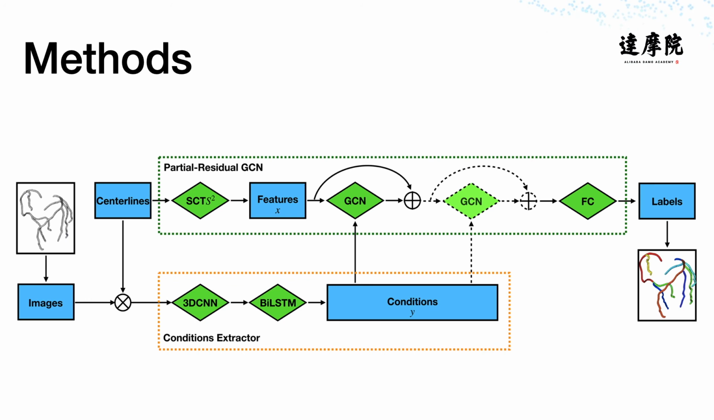This is the final framework of our model. The centerline positions are used to build the graph first, and then pass through the green box, which is the partial-residual GCN backbone. The centerline positions are also used to control the moving cubes of the CCTA images. The green box extracts the image domain information as the conditions. The whole network can be trained end-to-end.